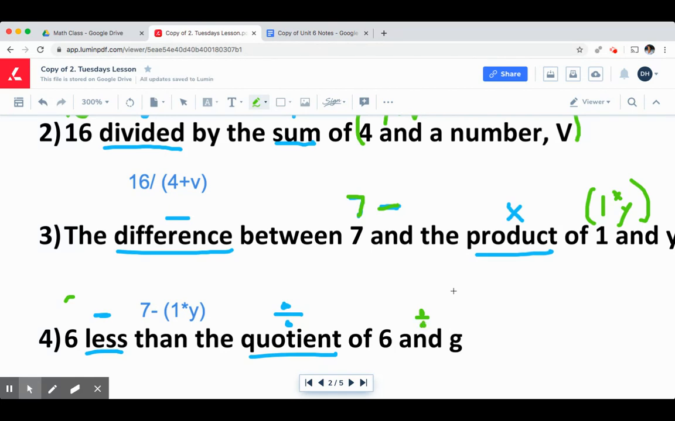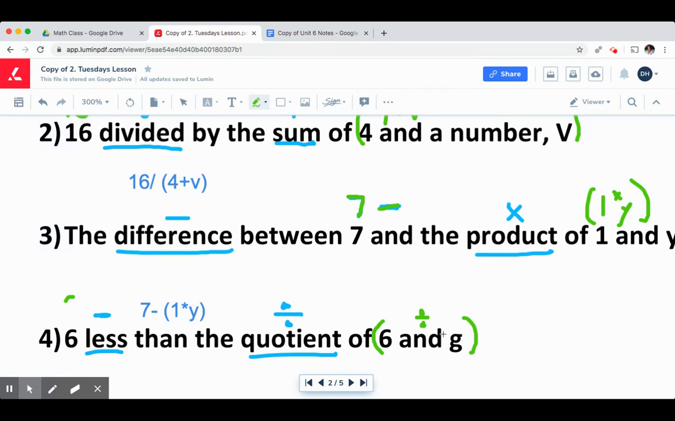In order for me to find 6 less than the quotient of 6 and g, I need to first do 6 divided by g. So my parentheses is going to need to go around 6 divided by g. And then if I want to find what is 6 less than that, I have to subtract 6 from it. So it's super important that subtracting 6 goes second, because when we're doing subtraction, we know that order definitely matters. So I need to make sure that I really carefully think about what I am subtracting 6 from.